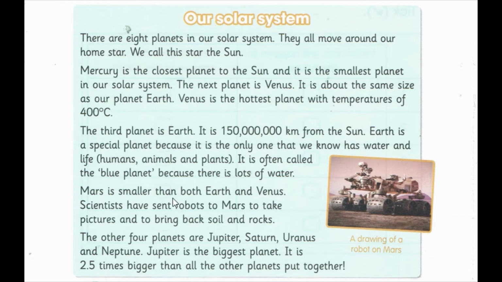Mars is smaller than both Earth and Venus. Scientists have sent robots to Mars to take pictures and to bring back soil and rocks. The other 4 planets are Jupiter, Saturn, Uranus, and Neptune. Jupiter is the biggest planet. It is 2.5 times bigger than all the other planets put together.